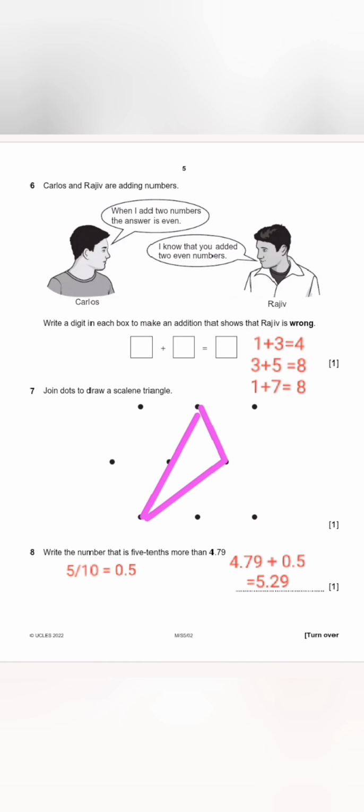The next one says join dots to draw a scalene triangle. A scalene triangle has 3 different lengths. So join the dots as you can see on the screen to give you a scalene triangle.